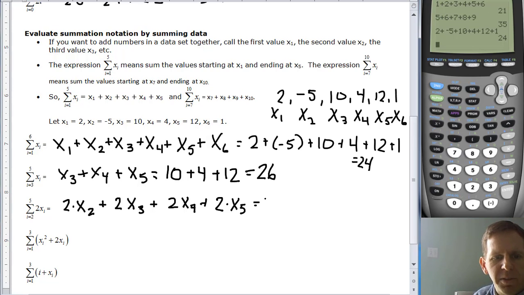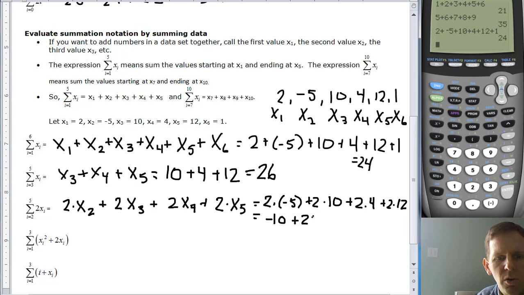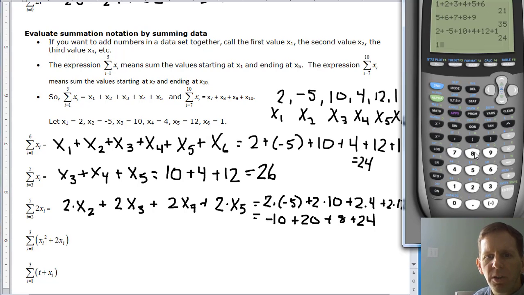So we're going to take 2 times the second number in your list, x2, which is -5. We're going to do 2 times x3, which is the third number in your list, which is 10. 2 times the fourth number in the list, which is 4. And 2 times the fifth number in the list, which is 12. If you want to crunch these out separately, you'll get negative 10, 20, 8, and 24. When you add these together, negative 10 plus 20 is 10, plus 8 is 18. 18 plus 24, if you need to crunch that out, is equal to 42. And that is what your sum should equal.